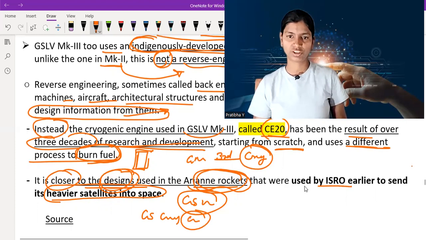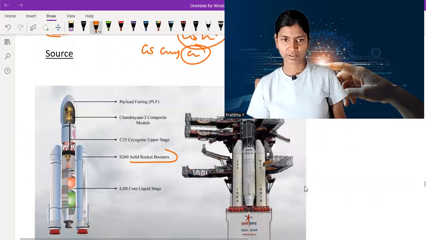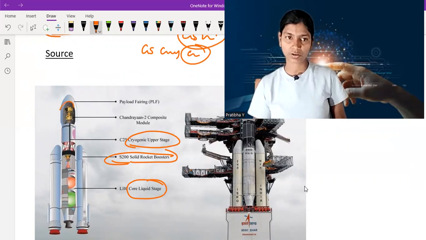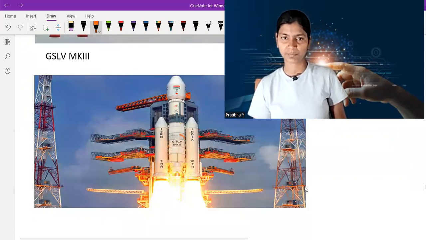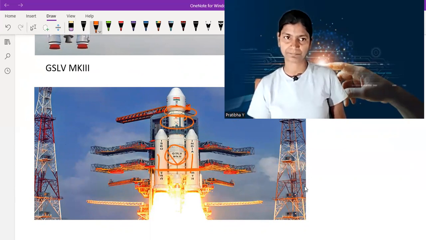In this picture you can clearly see GSLV MkIII: solid rocket booster first stage, liquid core second stage, cryogenic upper stage third stage. This one is a picture of GSLV MkIII which took the Chandrayaan 2 spacecraft into space. This is the Chandrayaan 2 module, and this is the payload. This is also a picture of GSLV MkIII, with the names written: solid strap-on motors, then the liquid core alone, and then the cryogenic upper stage.